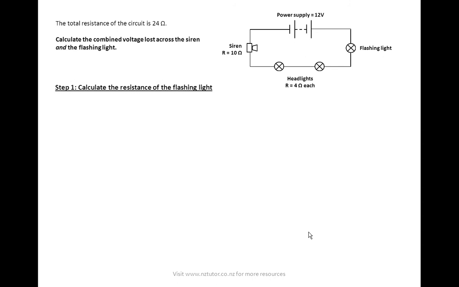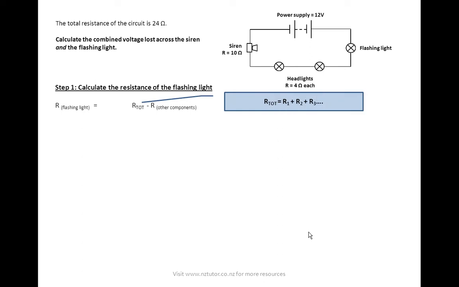Step 1. We need to calculate the resistance of the flashing light. We know enough from the information in the diagram to do this. The resistance of the flashing light is equal to the total resistance of the circuit minus the resistance of the other components. We can use this calculation because when calculating the total resistance of resistors in series, we simply add the individual resistances together. R total equals R1 plus R2 plus R3 and so on. So the resistance of the flashing light equals 24 minus 18, which equals 6 ohms.